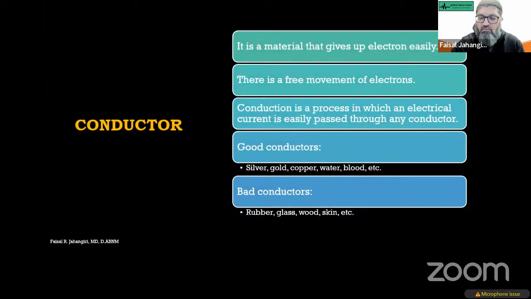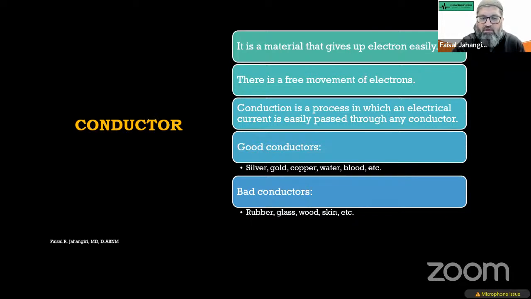The simple explanation for a conductor is any substance, any material, that gives up electrons easily. The movement of the electrons is free movement, and these are known as conductors. Anything which has good movement of electrons, such as metal, gold, copper, water, blood, CSF, all the liquids, are good conductors.